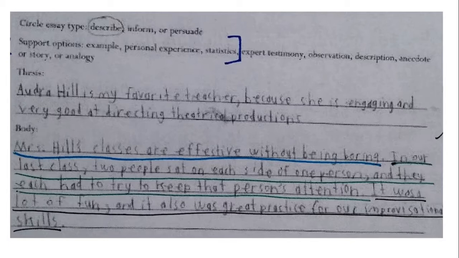So then in the body, remember we were just doing a statement followed by a first example or explanation, followed by a second example explanation. So here in the body, we have Mrs. Hill's classes are effective without being boring. That's a statement. In our last class, two people sat on each side of one person and they each had to try to keep that person's attention. That's an example. It was a lot of fun, and it also was great practice for our improvisation skills.